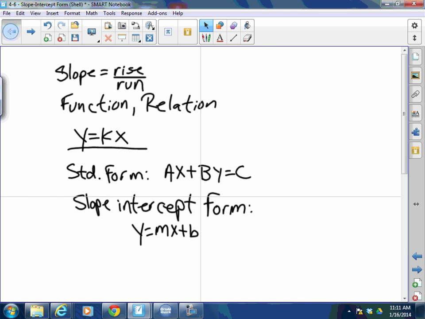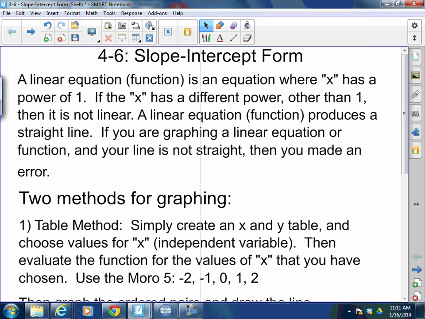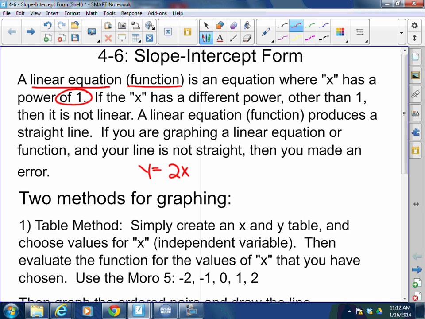Now, what's a linear equation? A linear equation or function is an equation where x has an exponent or power of 1. So for example, y equals 2x plus 5. Please remember that there's an invisible 1 here. So in any linear equation, today we're going to learn how to graph it without having to make a table ever again. So a linear equation has an x with a power of 1. A linear equation or function produces a straight line.